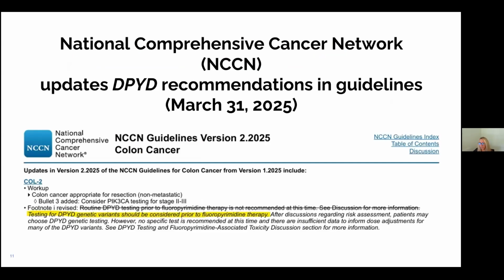A few months after that, in March, the National Comprehensive Cancer Network, or NCCN, updated their colon cancer guidelines. If you look at the bottom of the screen, this is what they updated. The crossed out text is what the guideline used to say, which was that routine DPYD testing prior to fluoropyrimidine therapy is not recommended at this time. They updated the text to what's shown there in yellow, which is that testing for DPYD genetic variants should be considered prior to fluoropyrimidine therapy.